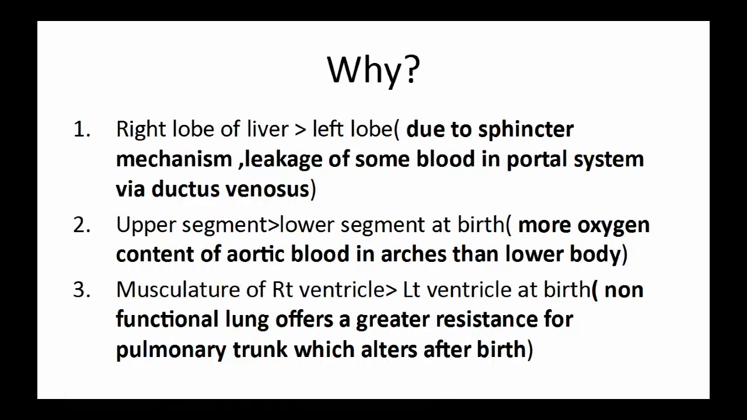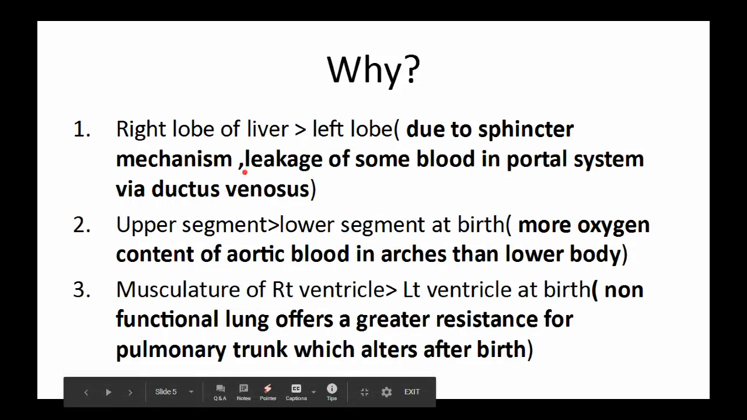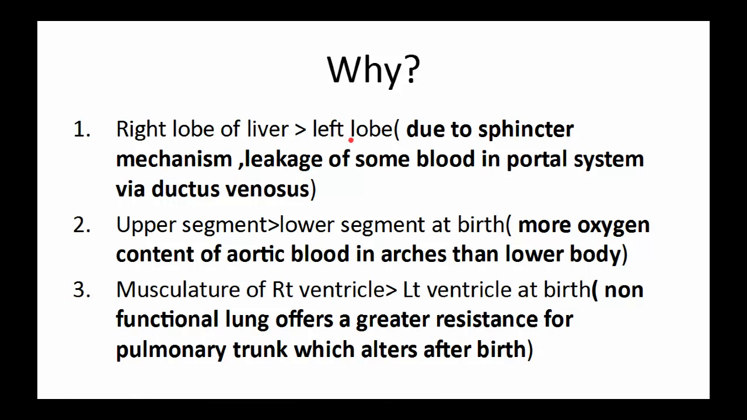Now, there are certain questions: why is the right lobe of the liver greater than the left lobe in adults? Due to the sphincter mechanism, there is leakage of some blood into the portal system via the ductus venosus. If the sphincter closes at the ductus venosus, most of the blood will be directed towards the portal system. From the portal system, most of the blood goes through its right branch because it is straight, and since the left branch is at an angle, the left lobe will get a lesser supply and the right lobe a greater supply.